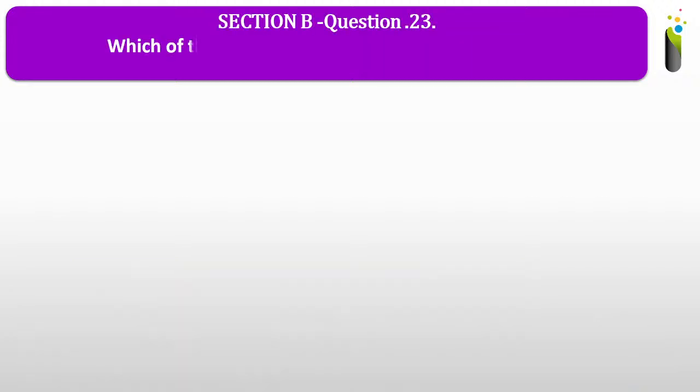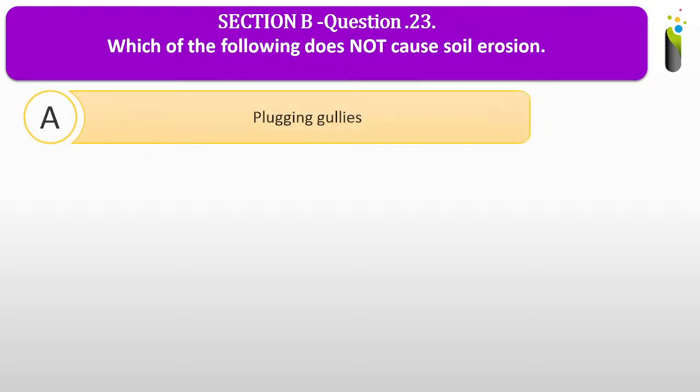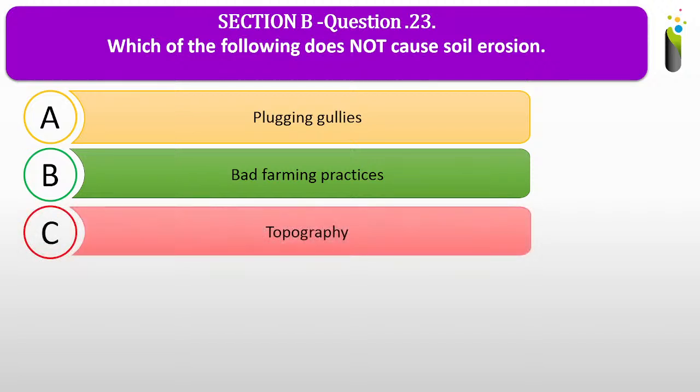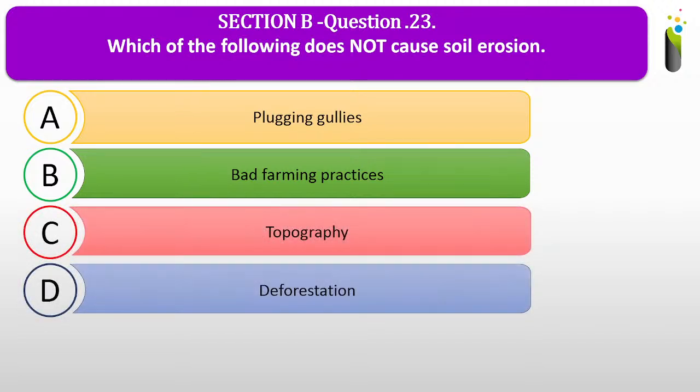Now, section B, question number 23. Which of the following does not cause soil erosion? A, plugging gullies. B, bad farming practices. C, topography. D, deforestation. Which of these do not cause soil erosion? And your time starts now.